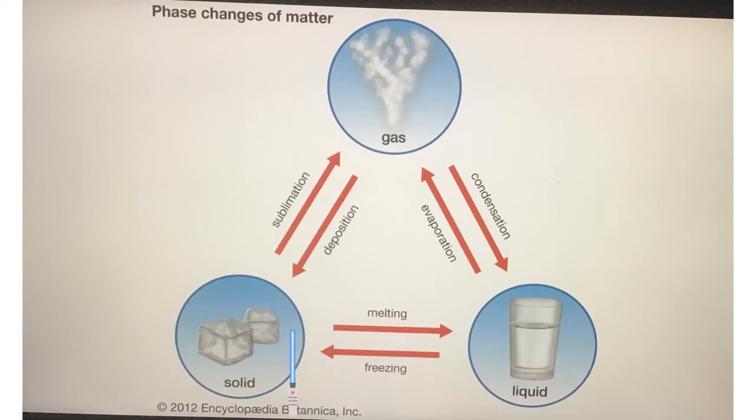Let's start with the most simple ones. Melting and freezing. Melting is where you go from a solid to a liquid. Think of ice melting to water. And freezing is the opposite. Water to ice, or a liquid to a solid phase.